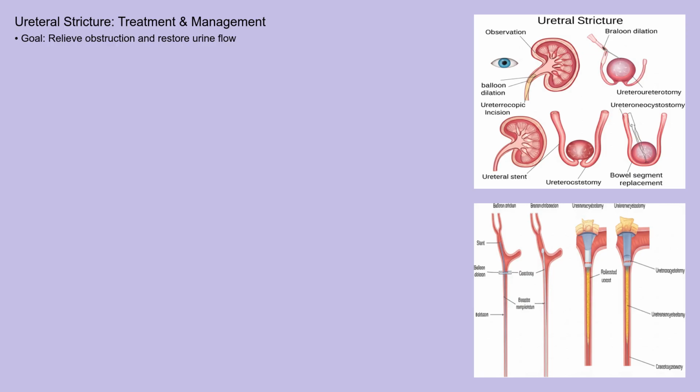These include endoscopic procedures like balloon dilation, where a balloon is inflated to widen the stricture, or ureteroscopic incision, where the stricture is cut open using a laser or blade. In some cases, a ureteral stent, a small tube placed inside the ureter, may be inserted to keep it open. For long or complex strictures, open or laparoscopic surgical reconstruction, such as ureterostomy, reconnecting the cut ends of the ureter, ureteroneocystostomy, reimplanting the ureter into the bladder, or even using a segment of bowel to replace the damaged ureter, may be necessary.